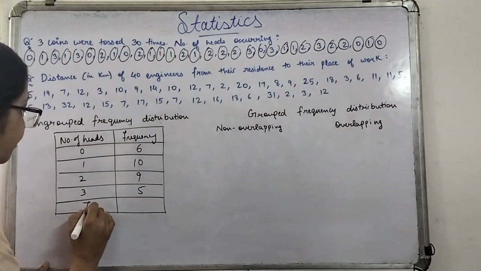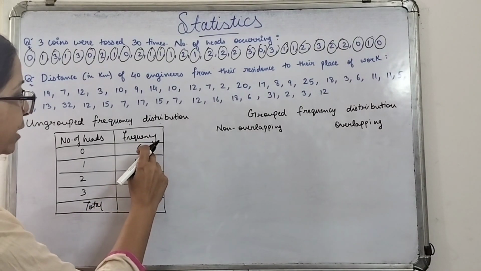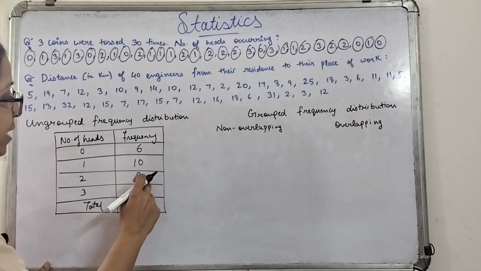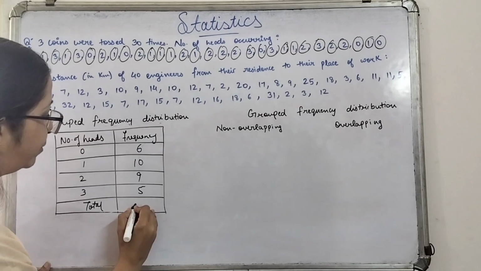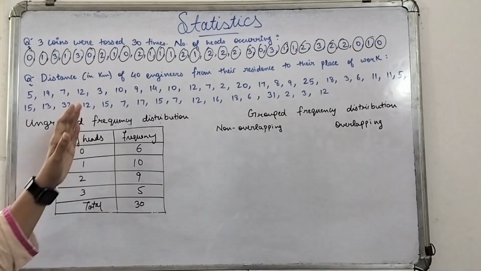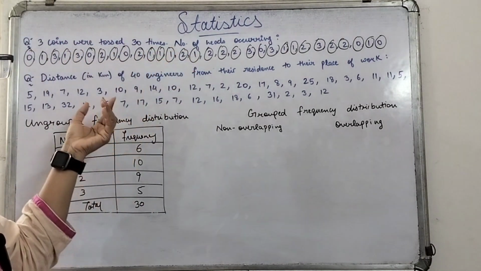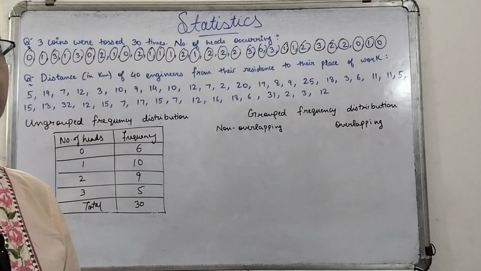Let's check it out. Total 10 plus 6 is your 16. 16 plus 9 will be your 25. 25 plus 5 is your 30. So this is how we can represent this data in your ungrouped frequency distribution table.